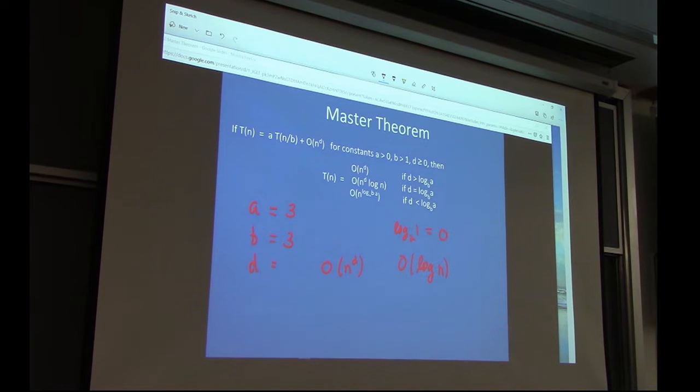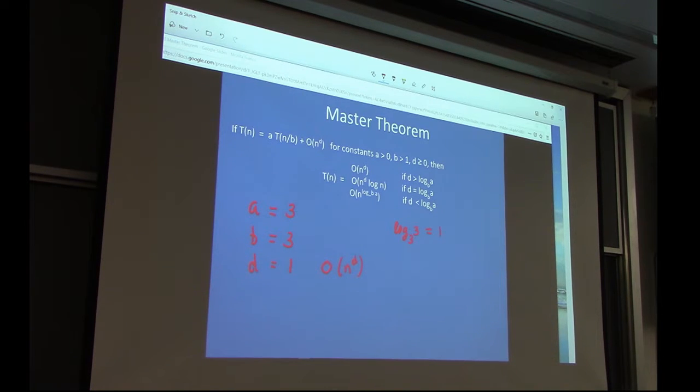And, well, we have to decide on the 3-way merge. I can imagine doing a 3-way merge in linear time. You just look at 3 elements instead of 2 and figure out which is the smallest. So that's not constant time, but linear time. So what's D? 1. So which case are we in? Okay, let's do log base 3 of 3, which is what? 1. And D is 1, so in the second case, our answer is O of n log n. So without having to work very hard, we can see that a 3-way merge sort is going to have the same complexity as regular merge sort.